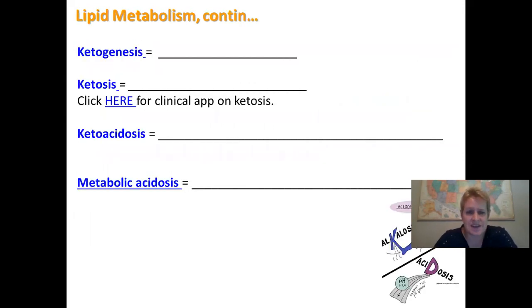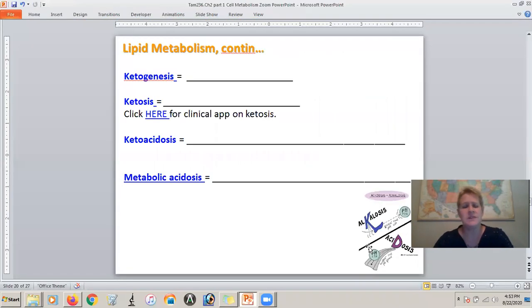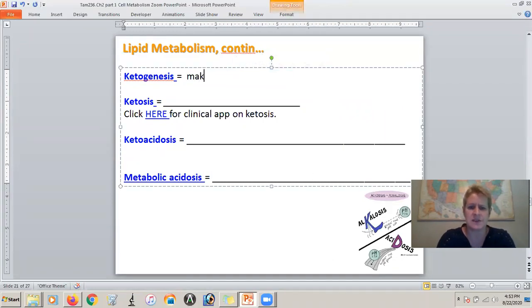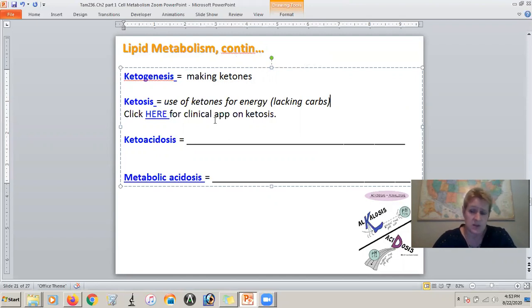So ketogenesis, ketosis, ketoacidosis, metabolic acidosis, all of these things are relevant. So let's just go through these vocab words. Ketogenesis is making ketones, okay? You can make them from triglycerides. When you use fats for energy because you're lacking carbs, I'll just say carb short for carbohydrates, that's ketosis. You're in ketosis.